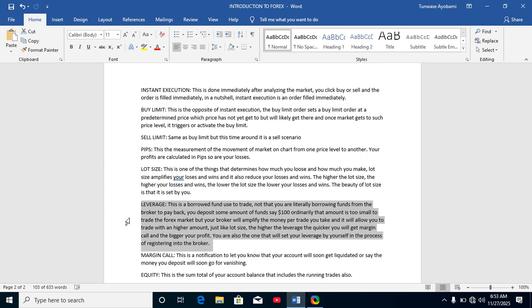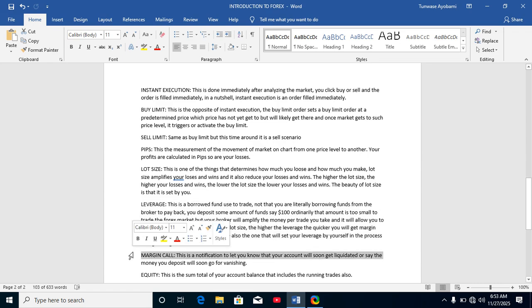Understand that? And if your leverage is also so high, you will make more profit than somebody who is using a low leverage. So both lot size and leverage are a double-edged sword. But you must balance it using risk management, which will be taught in the advanced class as you progress. Okay, so now let's move to margin call.